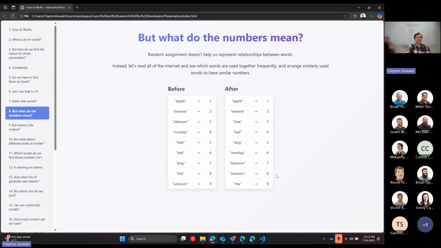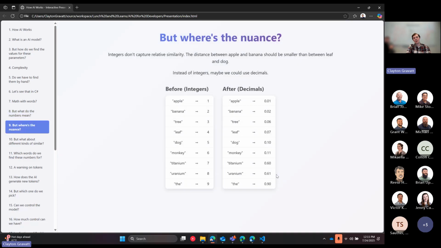But these integers still have a bit of a problem. There's not much nuance to them. They don't capture that idea of relative similarity, that there should be a smaller distance between apple and banana than between leaf and dog, for example, or between monkey and titanium, the idea that these words aren't all equidistant from each other. And we want to be able to capture the closer proximities between these things.